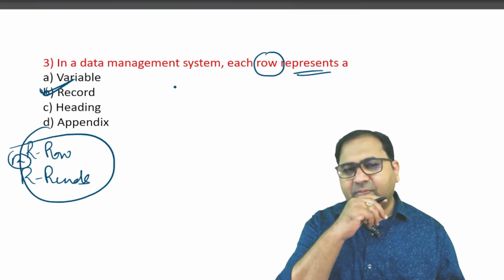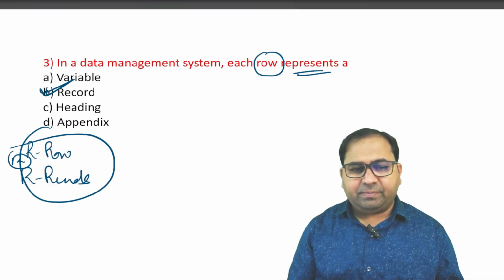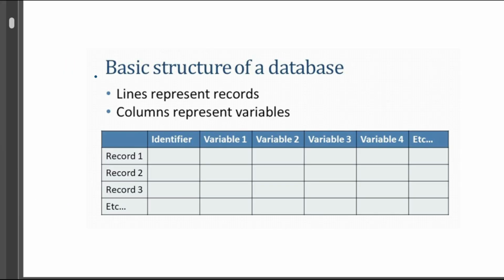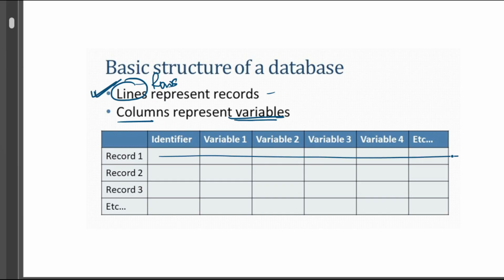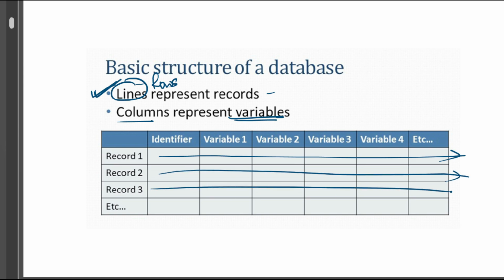You see the chart of the data management system. Now see this basic structure of the database. The lines will represent records. Lines are nothing but rows. Whereas the columns will represent variables. These are the lines or the rows, so these are representing records, record number 1, 2 and 3. So we got the answer for this question. Please remember this question and the answer.